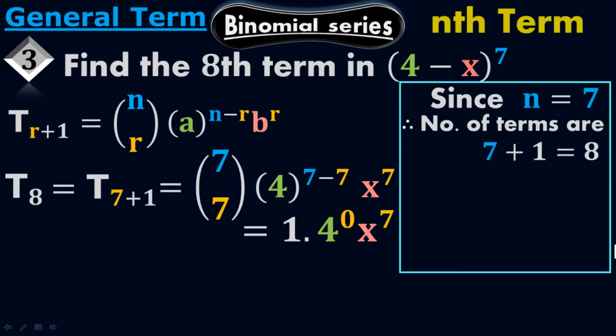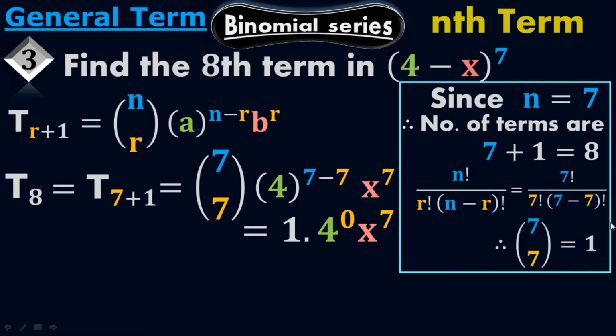We will use the factorial method to calculate the coefficient. According to the factorial method, we have n factorial over r factorial into n minus r factorial, which equals 7 factorial over 7 factorial into 7 minus 7 factorial. Plug in the values of n and r. My n is 7 and my r is 7. So 7 minus 7 is 0, and we have 0 factorial. 0 factorial equals 1. So I'm left with 7 factorial in the denominator. 7 factorial divided by 7 factorial equals 1. Therefore 7 choose 7 equals 1. So the coefficient for 7 choose 7 is 1.